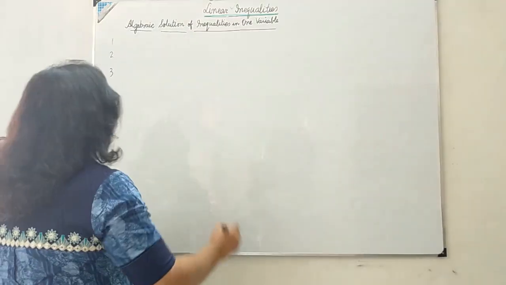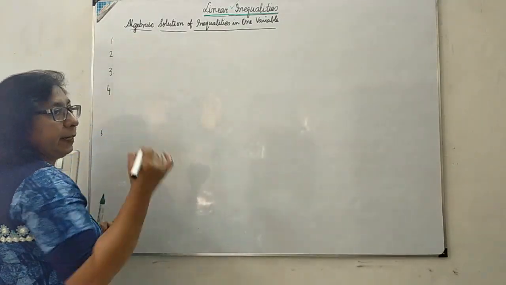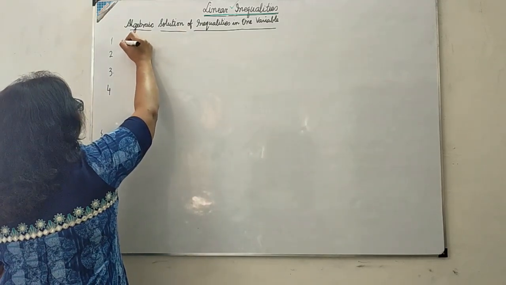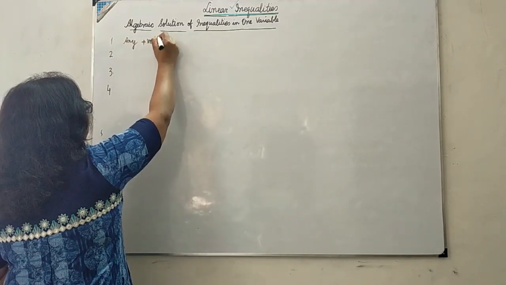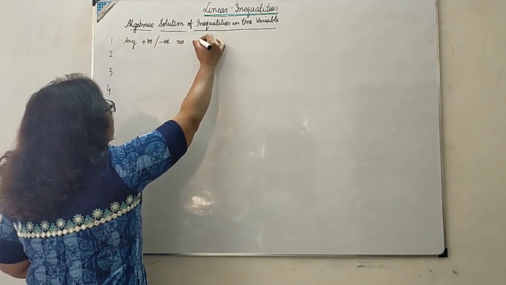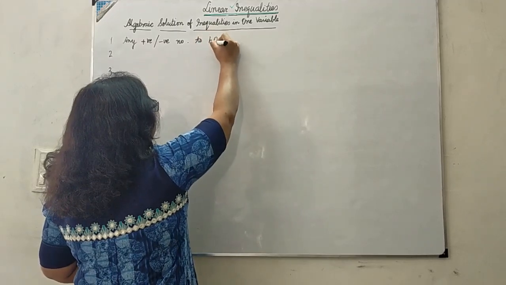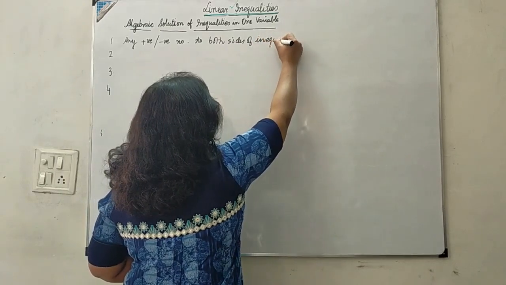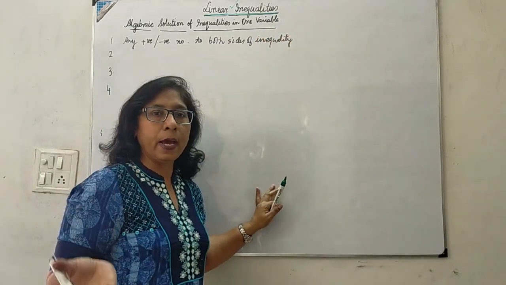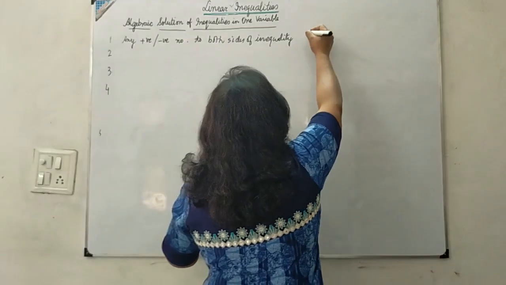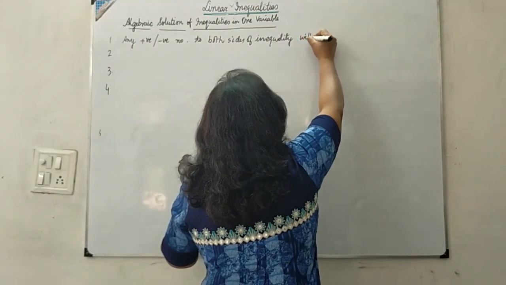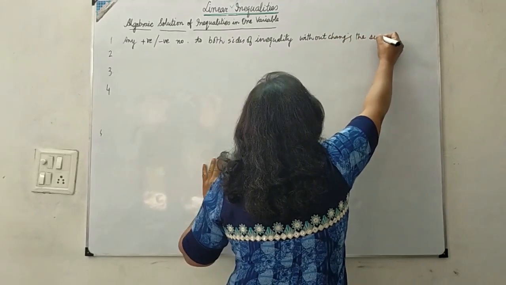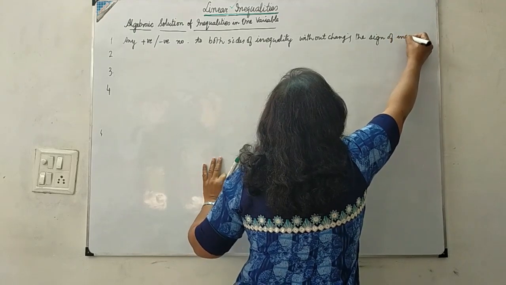Any positive or negative number can be added to both sides without changing the sign of inequality. We can add any positive or negative number to both sides of the inequality. That means any number can be added or subtracted without changing the sign of the inequality.